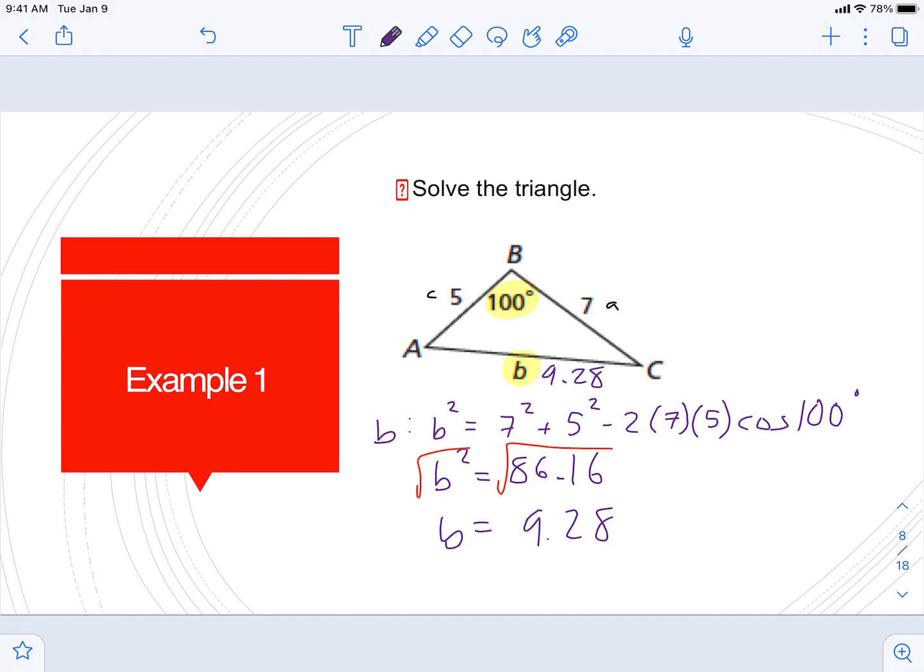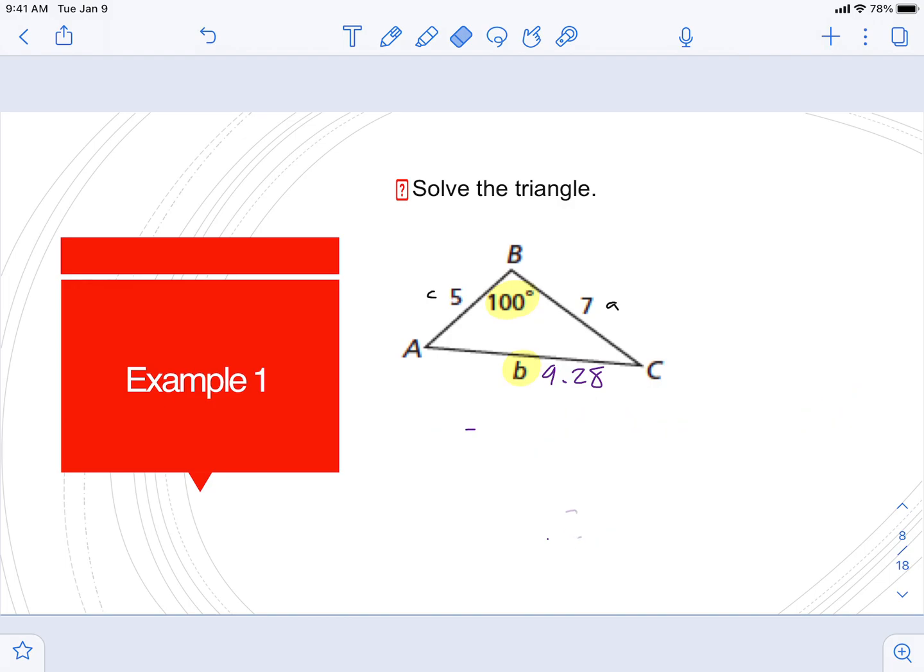Now we're solving the triangle, so we'll get rid of this, and now we'll start figuring out the other angles. It doesn't really matter which one we do. I'm going to start with angle A. Now, at this point, I can use the law of sines because I have the opposite side and the opposite angle. I know what those two things are. So this is going to be sine of 100 over 9.28 is equal to sine of A over its opposite side, 7, like we did in 13.5.